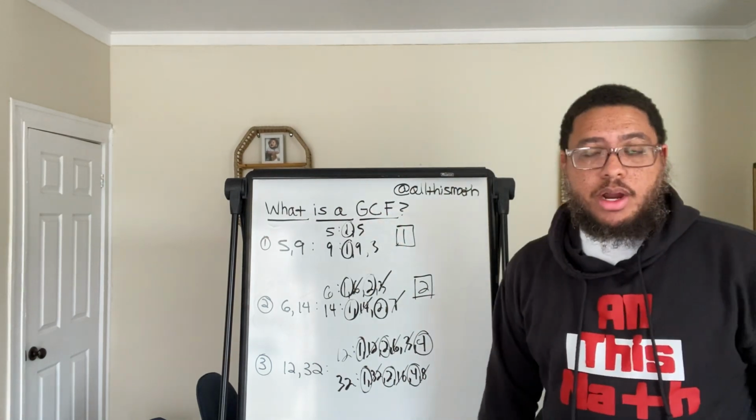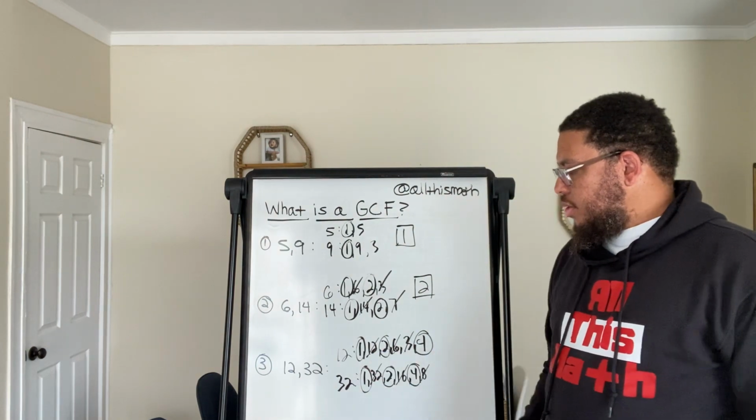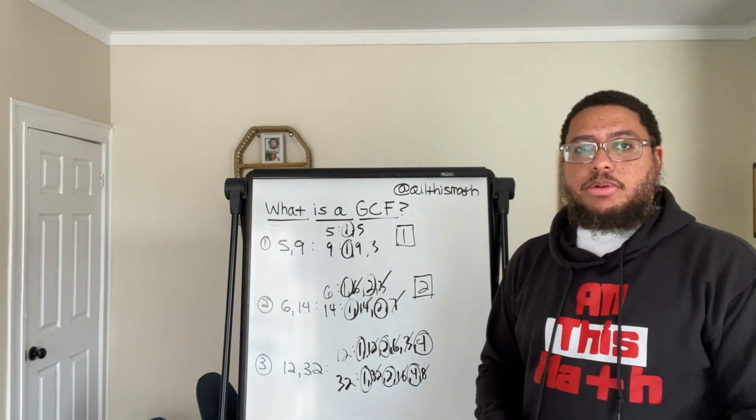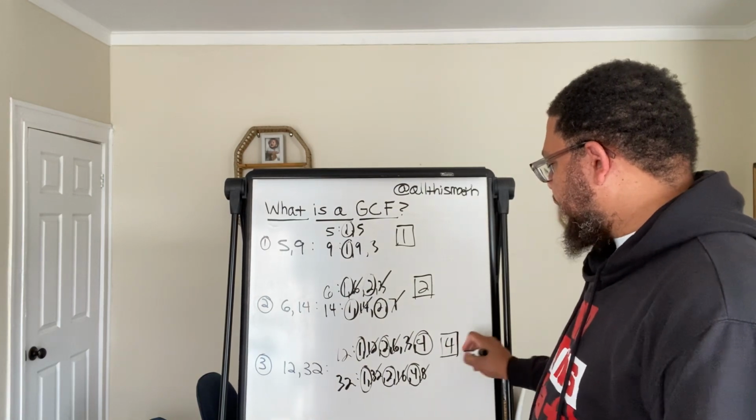Now we go to the G part. What's the greatest? The 4. 1, 2, and 4 are common. What's the biggest number? 4. So 4 is our solution. That's our GCF. All right.